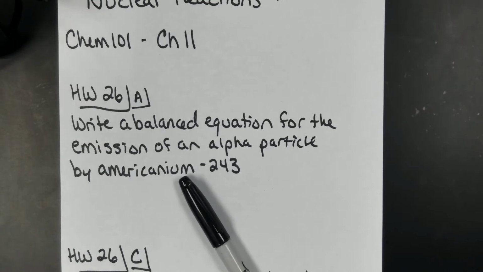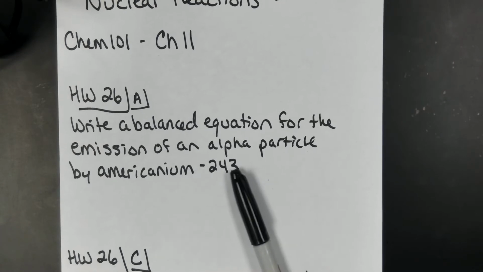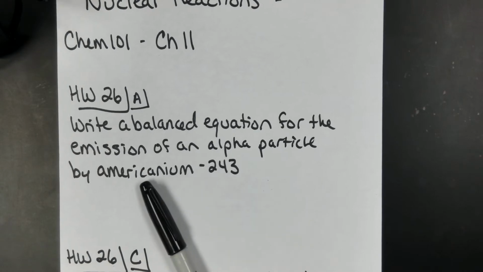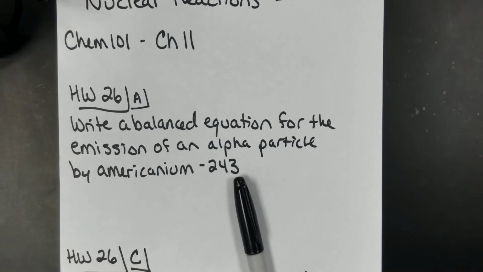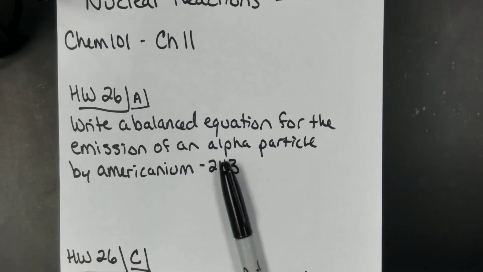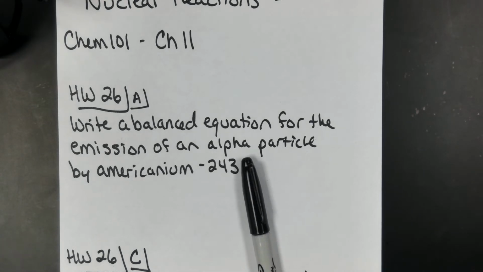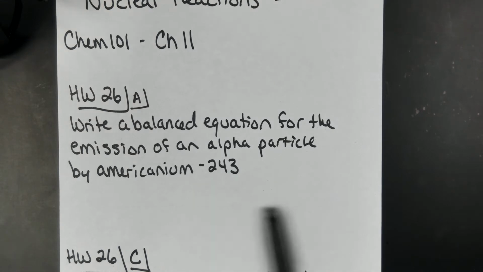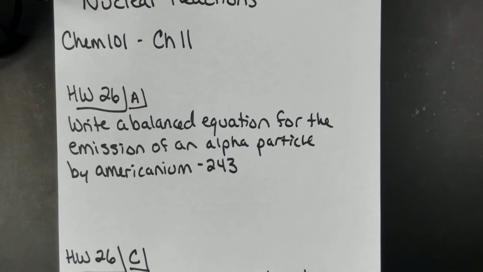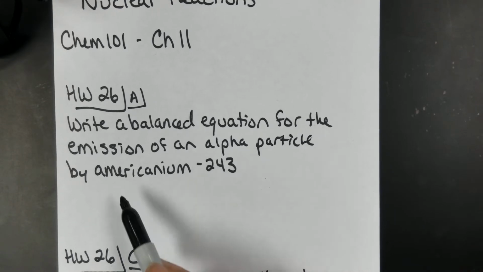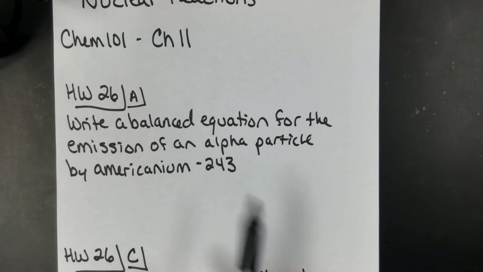The thing that they're asking us to do is to write a balanced equation for the emission of an alpha particle by Americanium-243. So, emission of an alpha particle, what does that mean? That means that it loses that alpha particle. So it will end up on the right side of the equation, right? So first step is we have to identify what Americanium-243 will look like as an isotope.